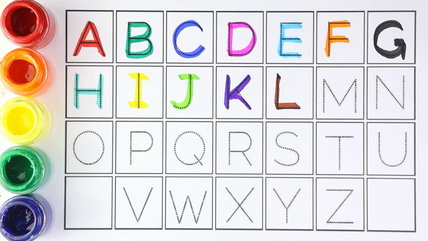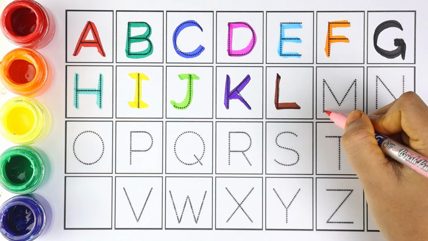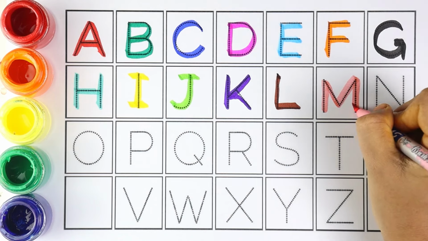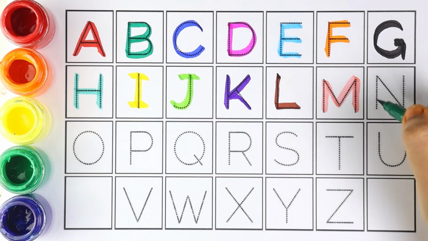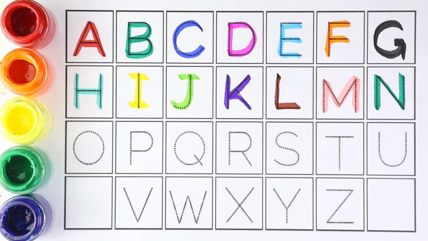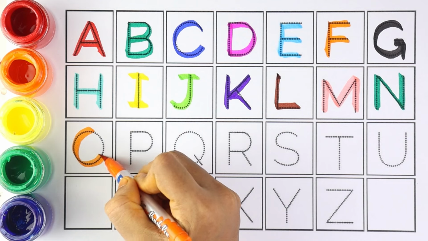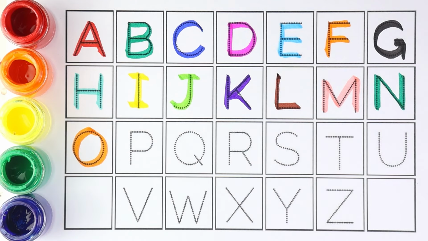L for lamp. M. M for monkey. M for mango. N. N for nest. N for net. O. O for orange. O for octopus.